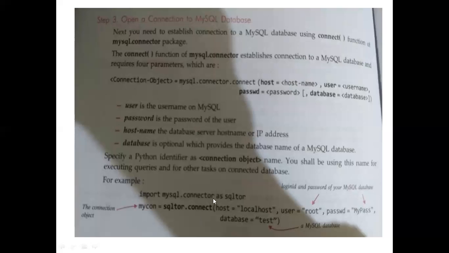After success, if you execute these two lines and no error comes out, then it is known that the database is connected. But for our satisfaction, we can write this code to show a message on the screen that the database is connected successfully. For that, you have to write: if mycon.is_connected() colon. If it is true, then it will print the message: successfully connected to MySQL database. The following screenshot shows you the output produced by the code shown below.